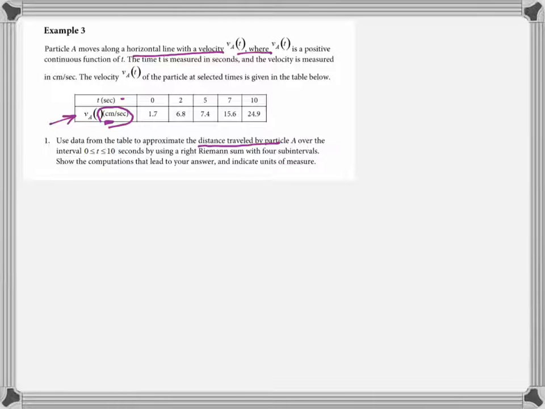So it says use the data in the table from 0 to 10 by using a right Riemann sum with 4 subintervals. So no average or anything, you're going to get a total. Show the computations and indicate units of measure. Make sure you read all about it. Okay, so right Riemann sum.